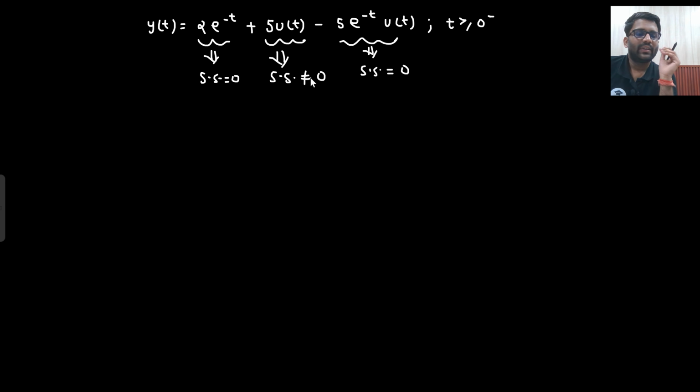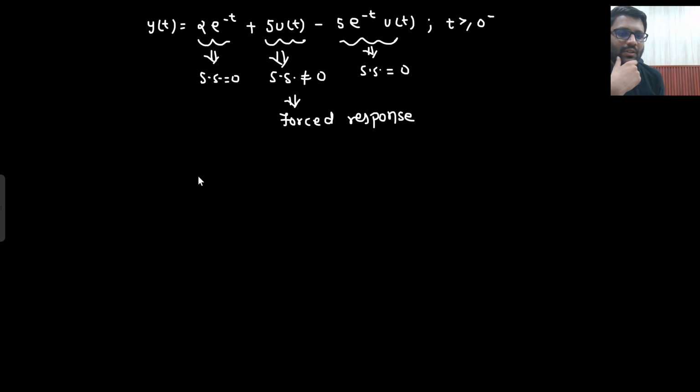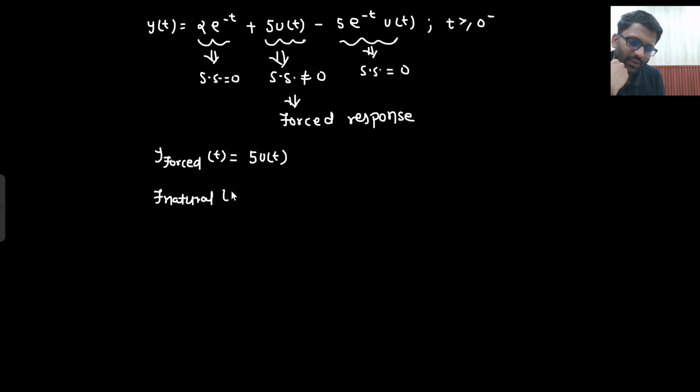Whatever component is remaining at steady state is known as the forced response. So if someone asks you what your forced response is, then the answer would be 5 u(t). And whatever else is remaining is known as the natural response. So if someone asks you what your natural response is, then you will say this particular thing minus this thing.